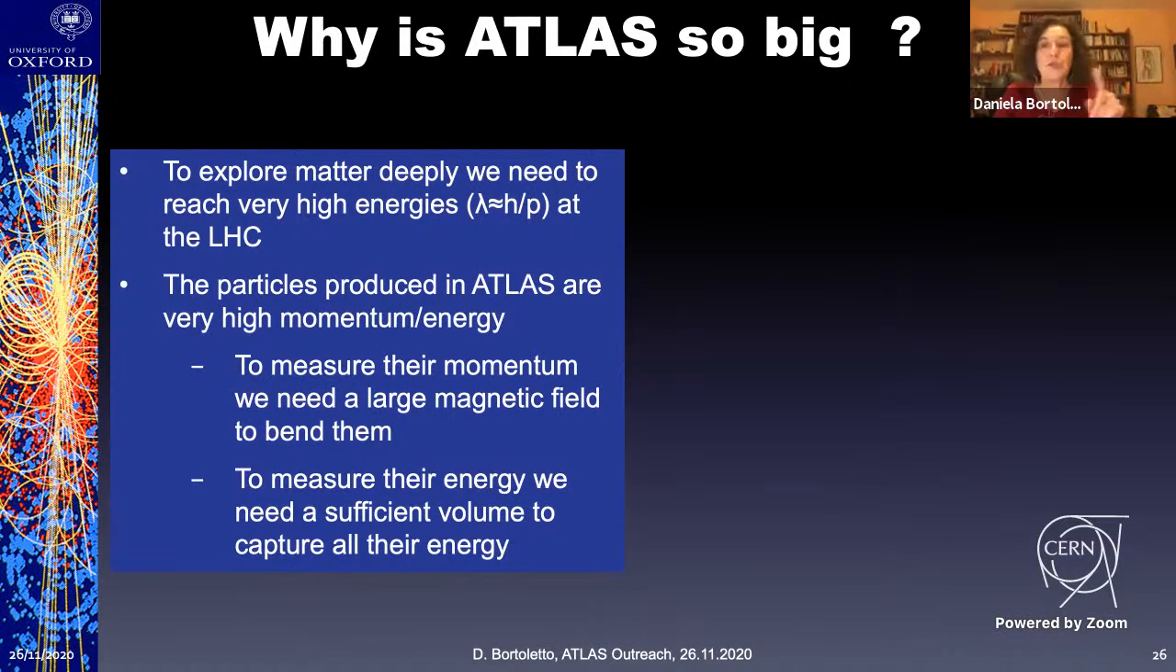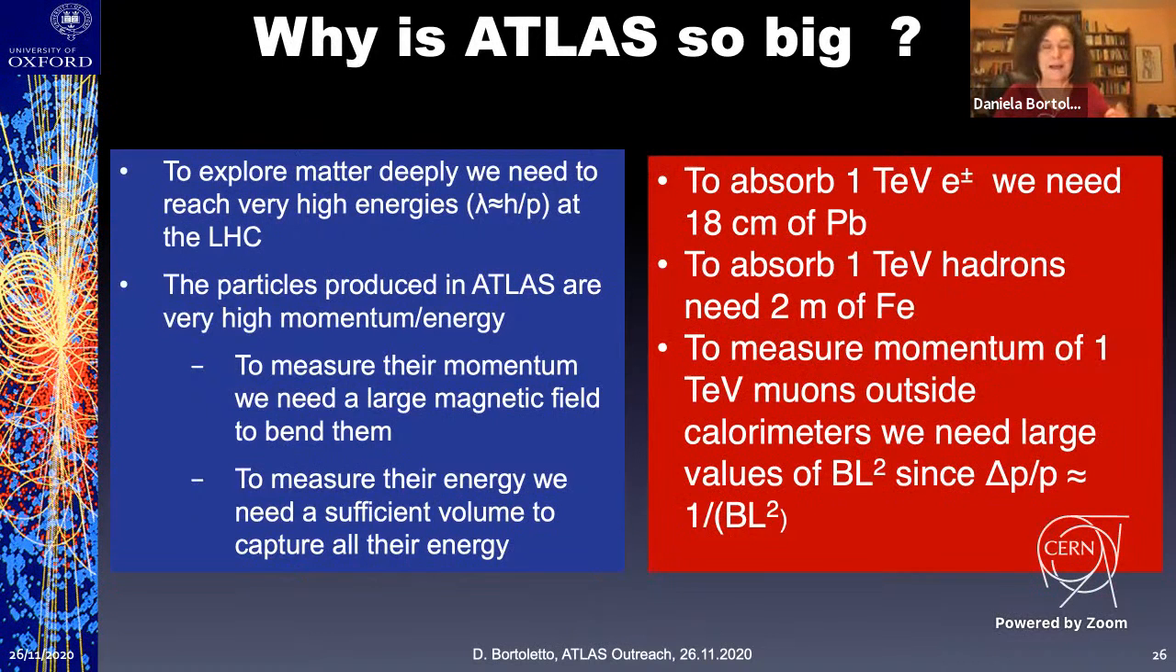And here I just would like to give you some numbers to give you some order of magnitude. To absorb a 1 TeV electron, you need about 18 centimeters of lead. To absorb a 1 TeV hadron, you need about 2 meters of iron. To measure the momentum of 1 TeV muons, you need a very large value of the magnetic field and a very big lever arm to do your measurement, because the error on the momentum goes like the inverse of this quantity, BL squared. So that's why we build the experiment as it is in ATLAS, okay?